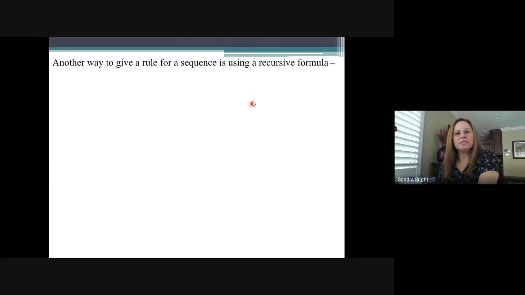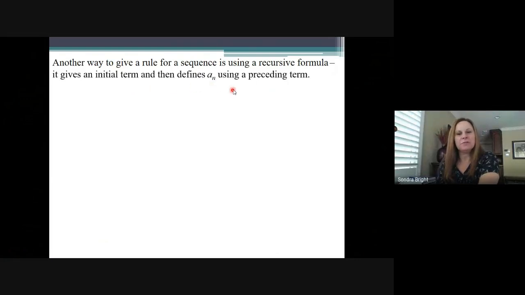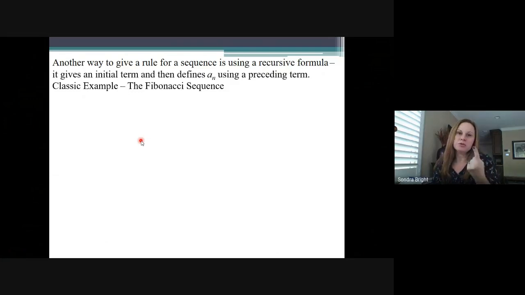Another way to give a rule for a sequence is using a recursive formula. It gives an initial term, it gives you the first term, and then it defines the nth term using a preceding term, using the term before it. The Fibonacci sequence is the perfect example of a recursive formula. There you go. Classic example is the Fibonacci sequence. It will always give you, well, for Fibonacci, they'll give you term 1 and term 2. They tell you the first term is 1, the second term is 1, and then they say that the nth term is found by adding the 2 terms right before it.